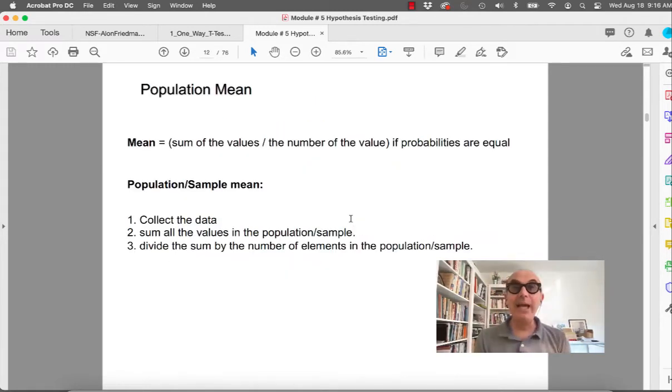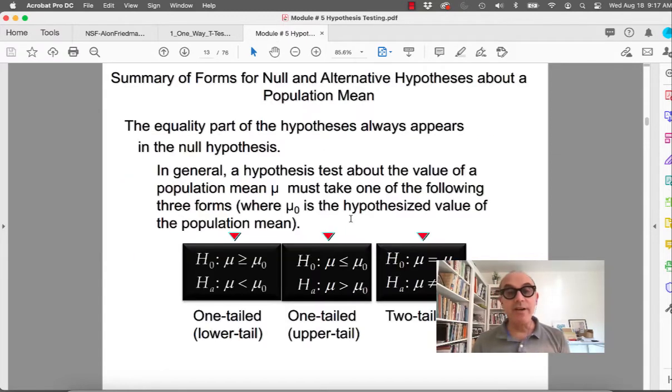So the idea here is the population mean. The mean is usually the sum of the values divided by the number of values, if possible, equal. So for the population and the sample mean, collect the data, sum all the values in the population versus the sample, and divide the sum by the number of elements in the population versus the sample. So in this case, we are trying to set up a form to verify our hypothesis. We have one tail, two tail: one tail upper tail, one tail lower tail, and two tail. So hypothesis testing about the value of the population mean must take one of the following three forms.